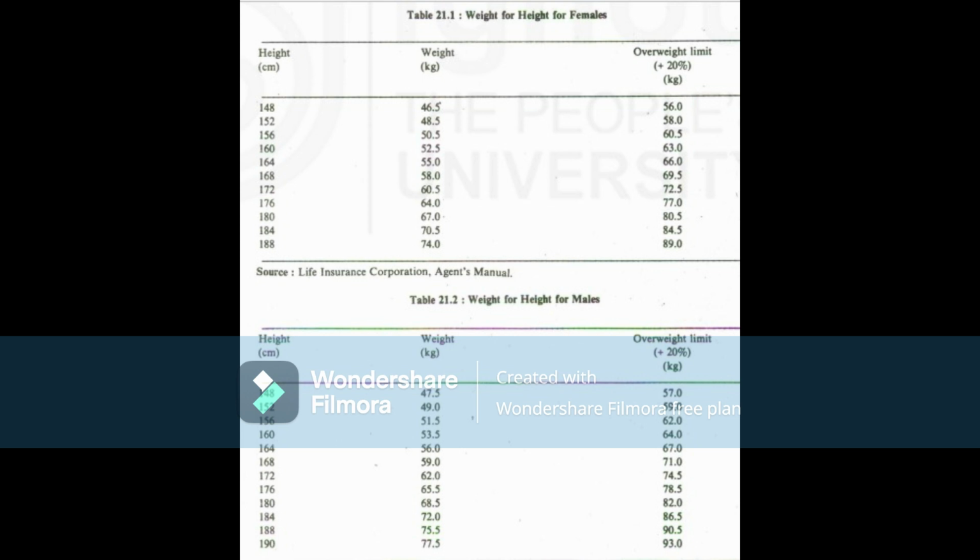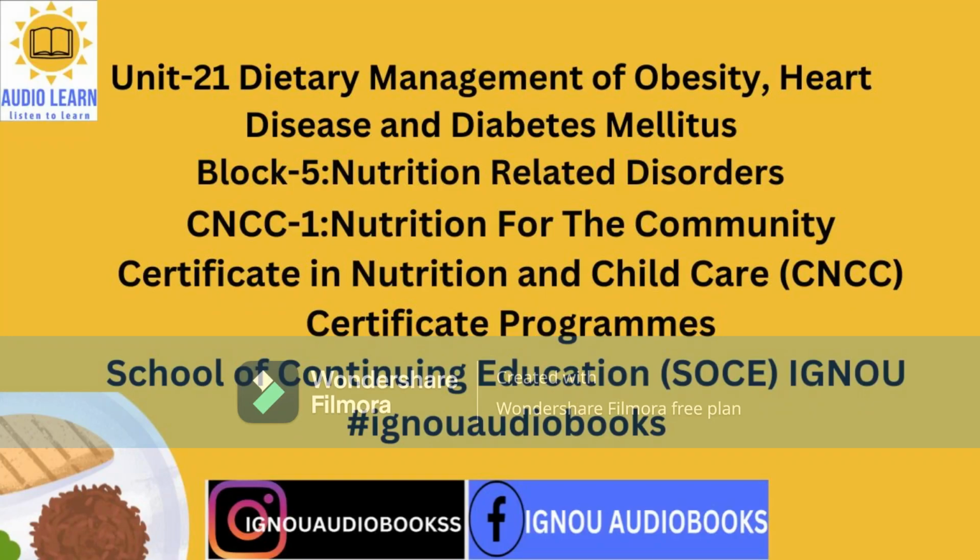They also tell you about the overweight limit, i.e. 20% of the ideal body weight. If a person's weight lies between the ideal body weight and the overweight limit, he or she is overweight. On the other hand, if the weight of a person is above the overweight limit, he or she is definitely obese. For example, if a female, 148 centimeters, weighs 54 kilograms, she is overweight. However, if she weighs 60 kilograms, she is obese.